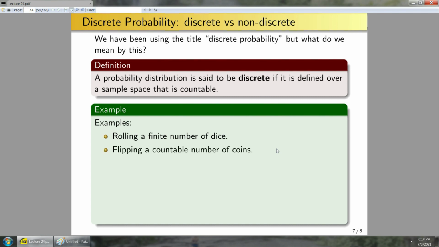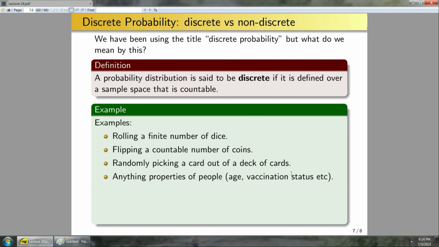Flipping a countable number of coins, that will be a discrete probability problem. Randomly picking a card out of a deck of cards. So here I'm assuming a deck of cards is 52 cards. That is an example of a discrete problem. Pretty much anything that involves properties of people, age, vaccination status, etc. There are finitely many humans in the world. Therefore, we would use a discrete probability method when dealing with the set of all humans. That said, there are a lot of humans, and sometimes it's easier to work with non-discrete probability. Thus, oftentimes you will see non-discrete probability when working with problems involving the population of all humans.